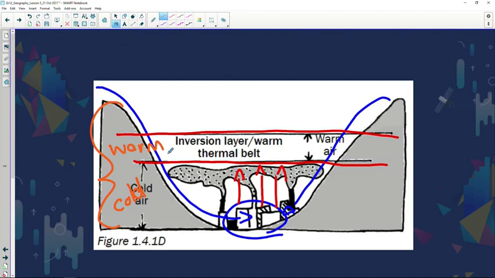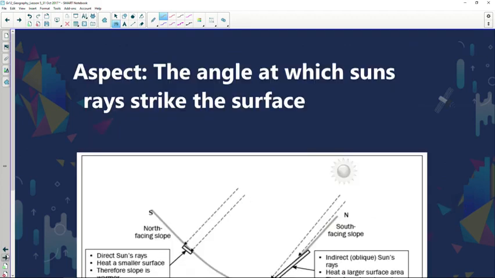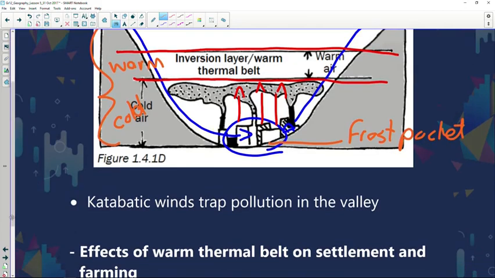Now, these valley inversions can be a problem for urban settlements and also for rural areas where farming is taking place. Why? Because first of all, we're experiencing a frost pocket. There's extremely cold conditions. And as you can see, if we do experience urban settlements, the pollution is being trapped below the inversion layer. Now, because of these katabatic winds, because of the inversion layer over there, all the pollution is getting trapped below the inversion layer, creating smog.